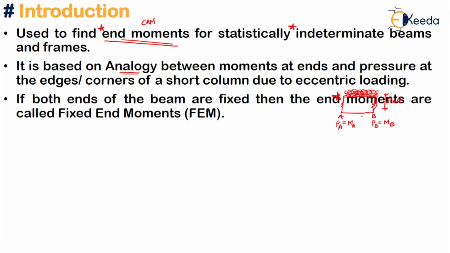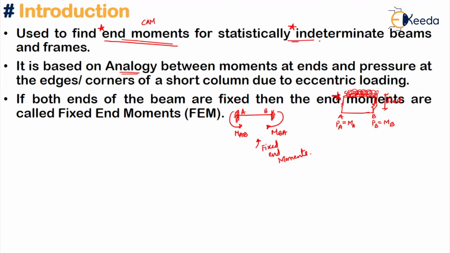So what are fixed end moments? The end moments which are obtained when we take fixed ends like this. For a fixed beam, when we calculate the end moments, those are called fixed end moments. Here you will have a moment, and here you will have a moment. If we name this AB, this is MAB and this is MBA. Both of these are your fixed end moments.